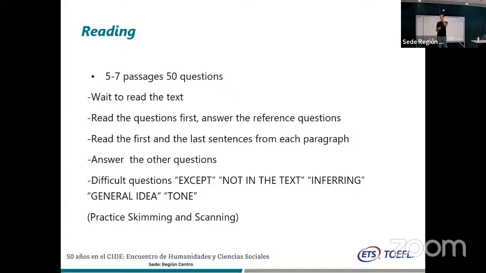And then once you identify the questions, you can answer some of the easy ones. You can read not the whole text, but the first and the last lines of the paragraph. You can identify like the whole structure of the text. The first paragraph, second paragraph, third paragraph. The first line and the last line give you the idea.